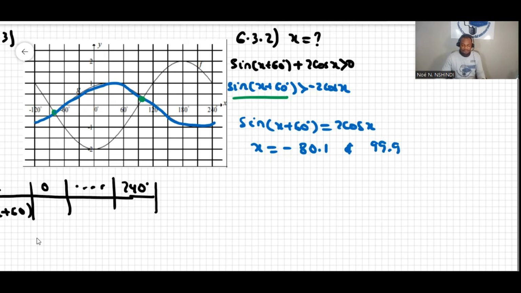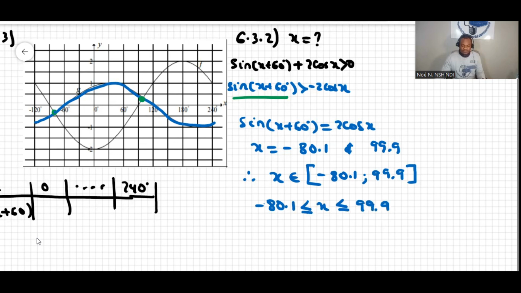Then we can say therefore x must be in the interval negative 80.1 to 99.9. Or we can say negative 80.1 is less than or equal to x, which is less than or equal to 99.9. So this is the solution. Thank you.